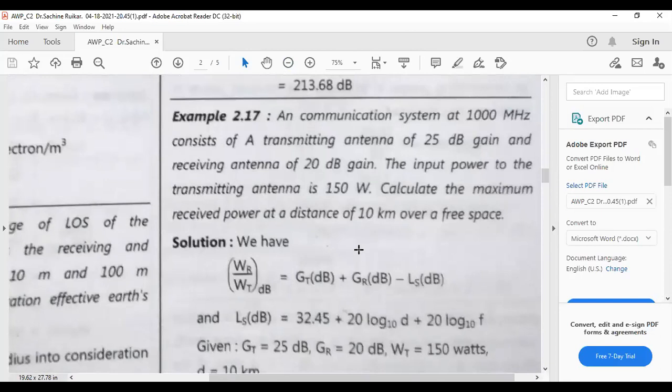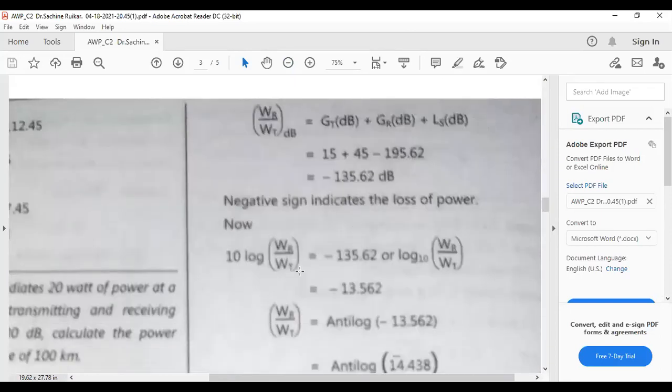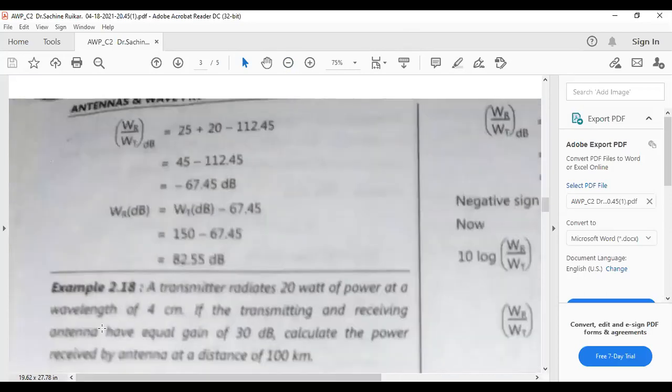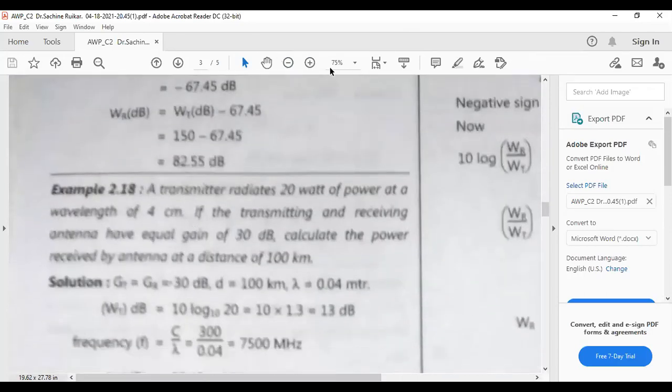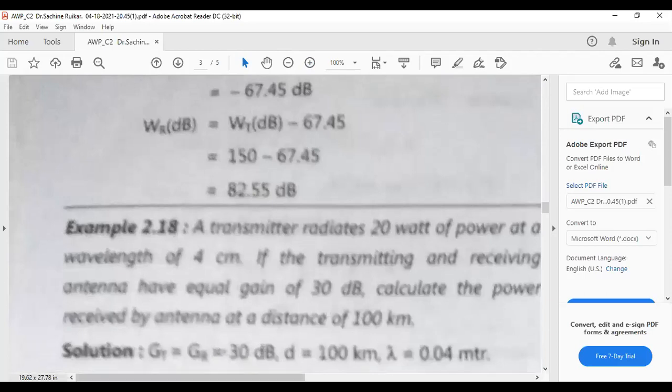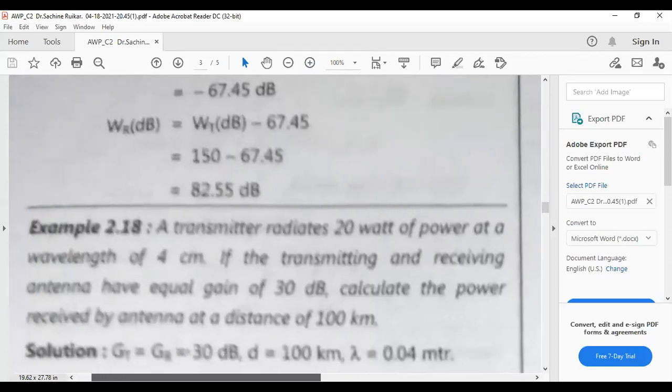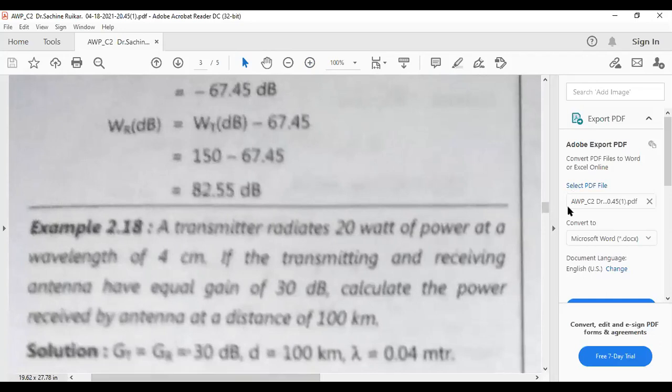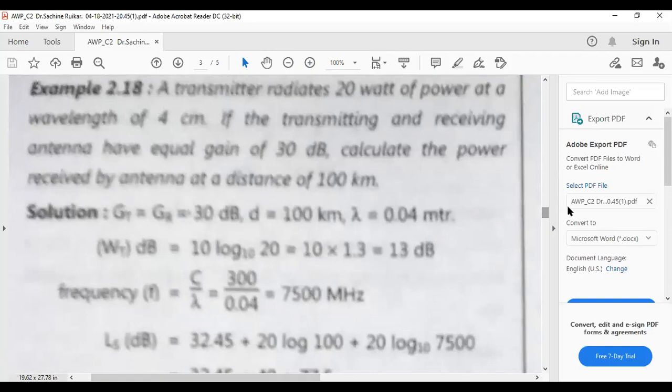So we have simplified, yes, 7. Now come towards the 8, problem 2.18. In 2.18, a transmitter radiates 20 watt of power at a wavelength of 4 centimeter. If the transmitting and the receiving antenna have an equal gain of 30 dB, calculate the power received by the antenna at a distance of 100 kilometer. So GT and GR are 30 dB and the distance D is 100 kilometer. Lambda is given as 0.04 meter.